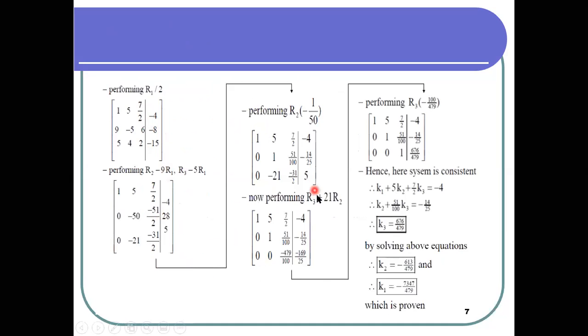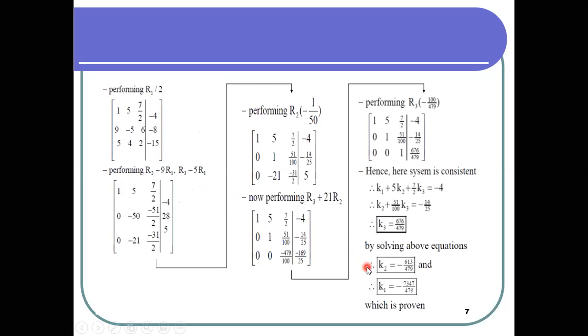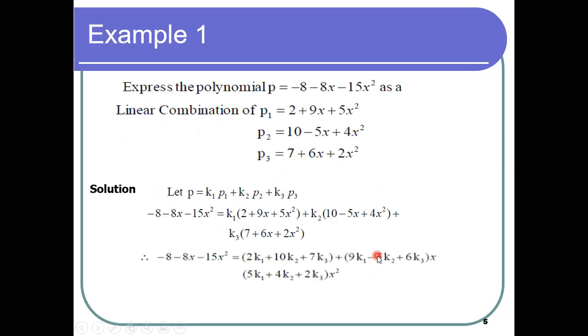I just perform this, and in this slide, you can see K3 has a non-zero value, and so do K2 and K1. So in that case, these are unique values. It means the system of equations in terms of Ki, that is this one, is consistent. So if we plug these K1, K2, and K3 values into this equation, it means this polynomial P can be written as a linear combination of P1, P2, and P3.